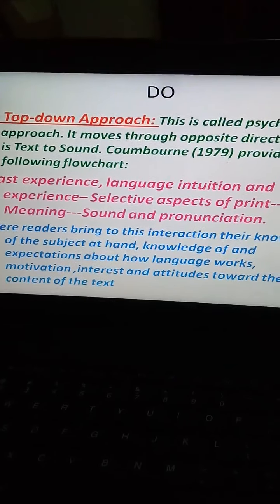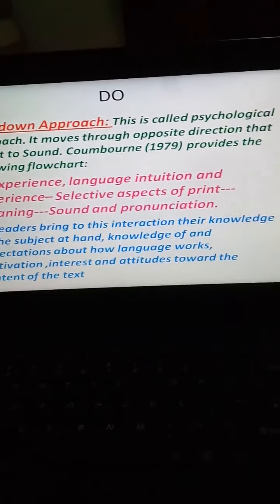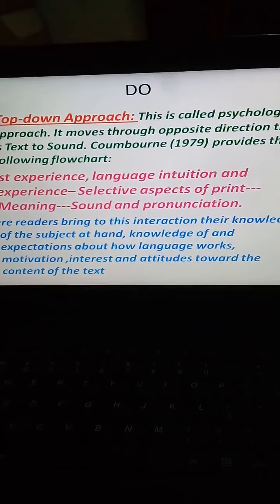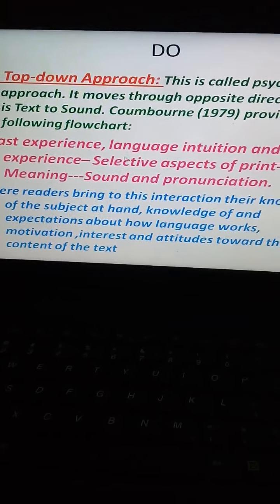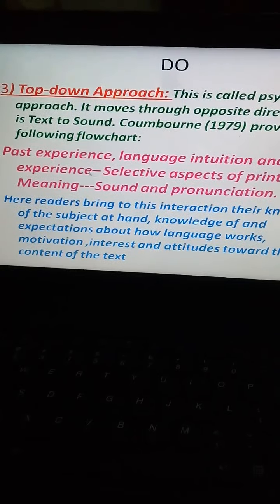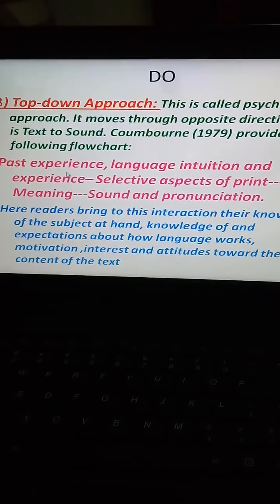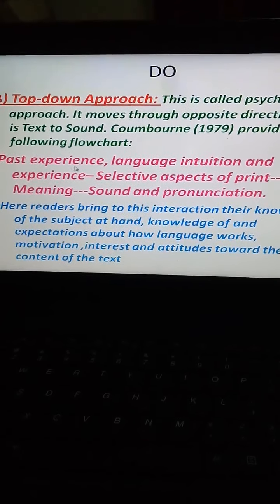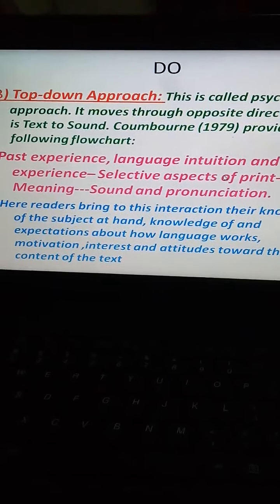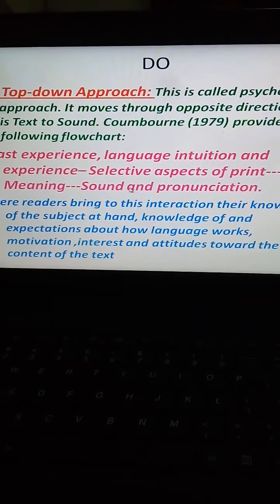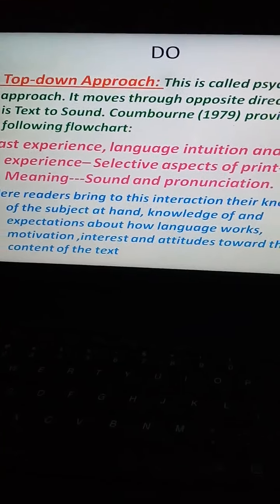Okay. In the top-down approach, we should know about the top-down approach. This is called the psychological approach. It moves in the opposite direction, that is from the text to sound. Goodman 1979 provides the following flowchart, that is past experience, language intuition, and experience. Then selective aspects of print. After that, the learner must have past experience, language intuition, and experience. And after that, selective aspects of print, then meaning, and after that, the last point is sound and pronunciation.